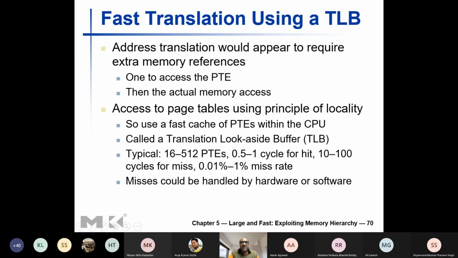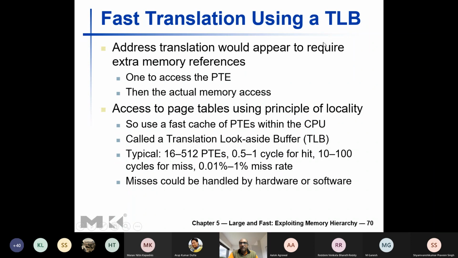So that way you can minimize or optimize the time for accessing the memory. Instead of using page tables directly, you use a cache that maintains the recent mappings between virtual memory and physical memory, and based on that you can access the physical memory. That is the concept of fast translation using what is known as the translation lookaside buffer. TLB means translation lookaside buffer.